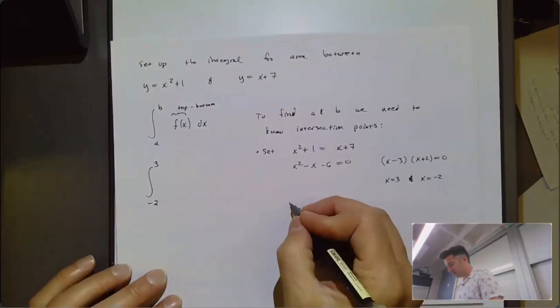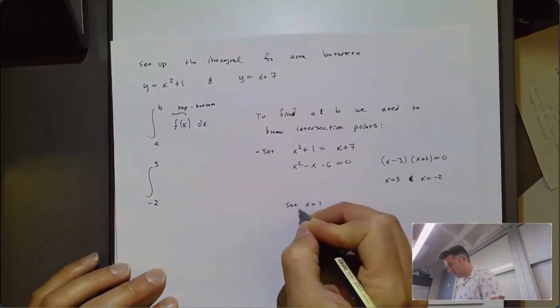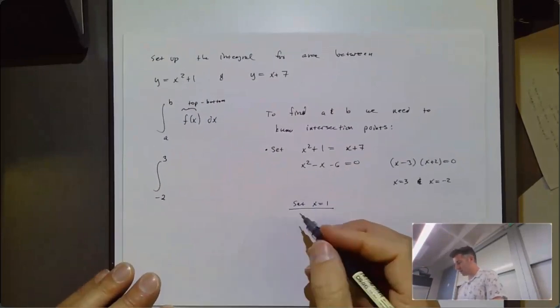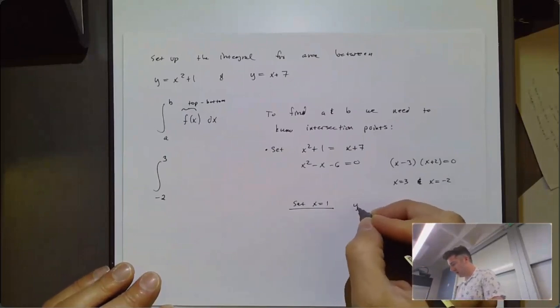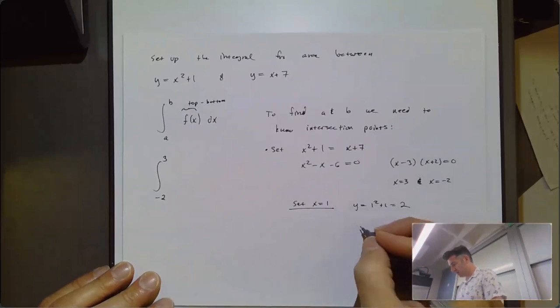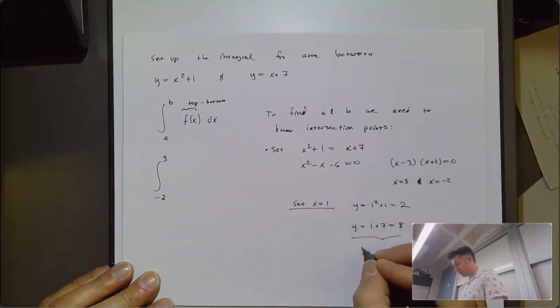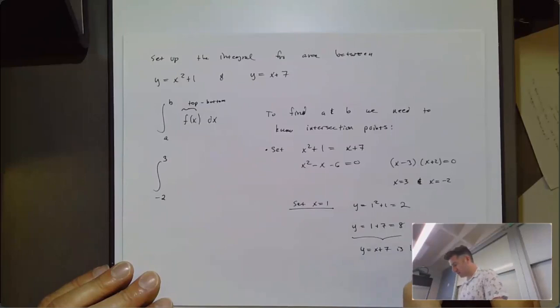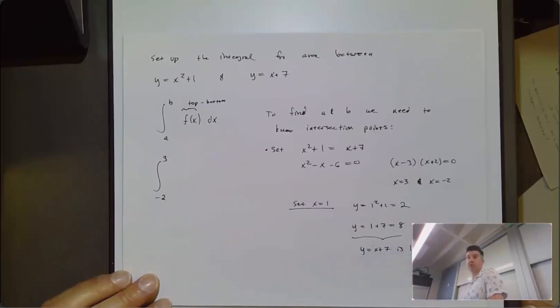So if I set x equal to 1, then the first function is going to be y equal to 1 squared plus 1, which is 2. And the second function, y equal to x plus 7, is going to be y equal to 1 plus 7, which is 8. So clearly, y equals x plus 7 is the larger function on this interval.